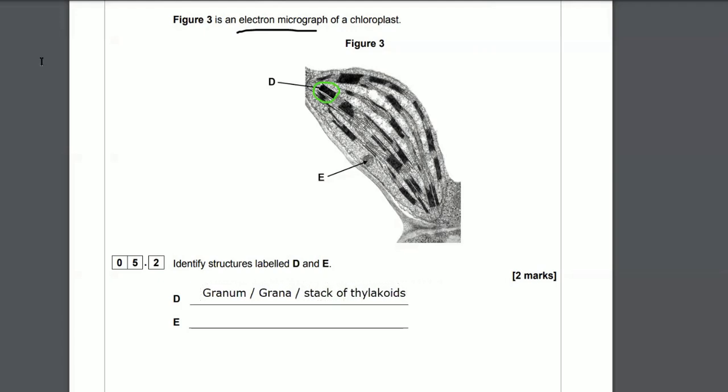They might even accept thylakoid membrane because it's hard to tell whether it's pointing to the membrane or the whole thing, or just one individual disc. Of course, here you've got intergranal lamellae, but this round lump here for E, what is that round circle? You might be tempted to say, oh, is it a loop of DNA? Because you do find loops of DNA like you get in prokaryotes, but it's not. It's a starch granule or a lipid droplet. And so that's the second answer.